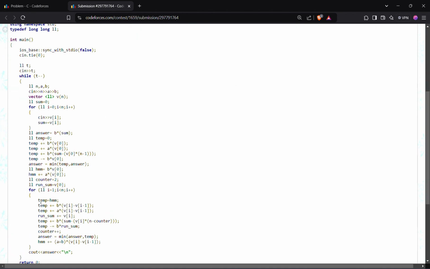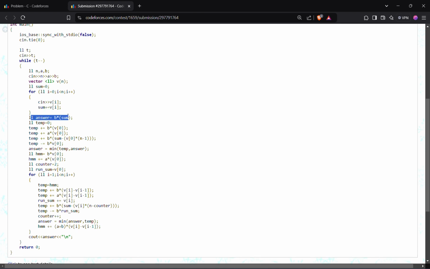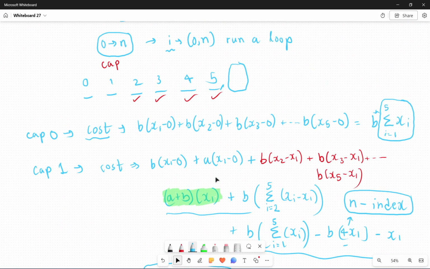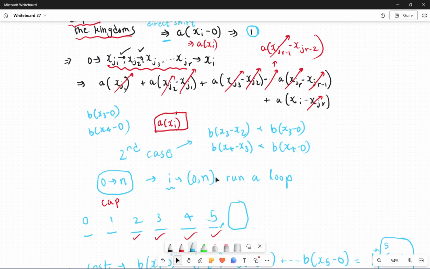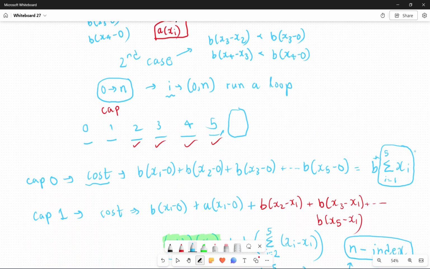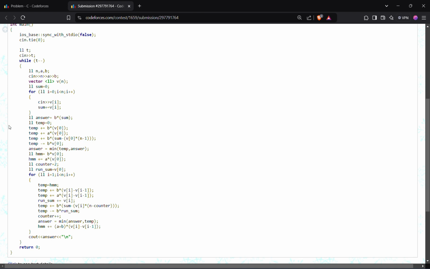Okay, so basically too many things have to be done in one for loop. Basically initializing and using zero based indexing. This sum is the prefix sum till the last index. So sum is basically the addition of all the values x1, x2, x3 and all. So initializing answer with b star sum, where is it? So b star sum, initializing it with this, and then temp is for this thing.